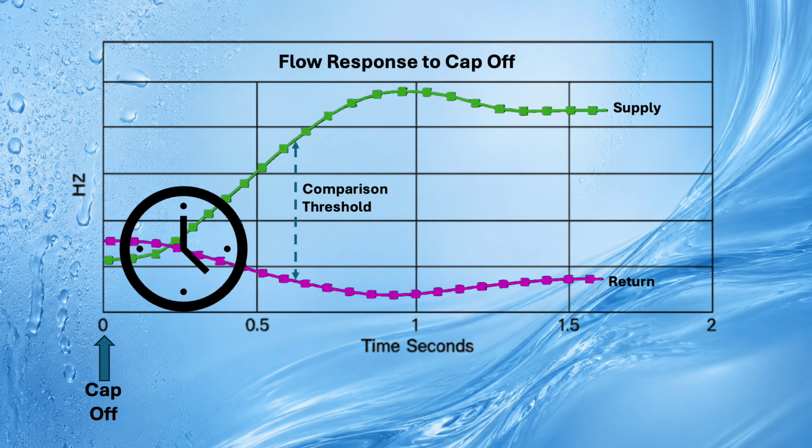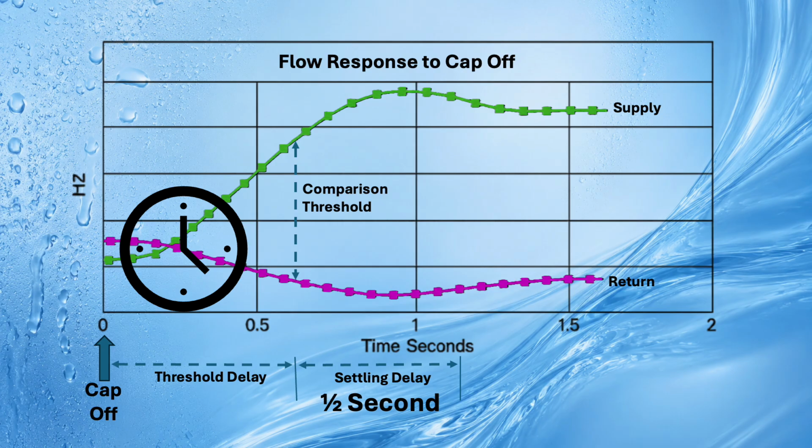First, there's the time needed for the difference in the flow rates to get above a defined threshold for cap loss. And then some settling time needs to be added because of measurement uncertainty when the frequencies are changing rapidly, and to avoid false tripping from transients such as water hammering. As you can see, even with a minimal settling time of only a half second, these delays can add up to over a full second.